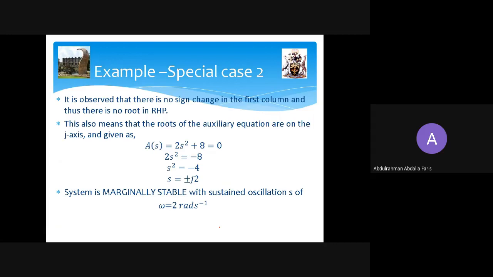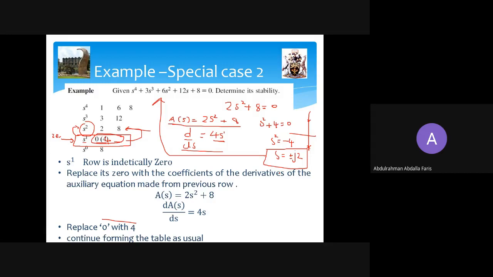So from this example, we saw that we have 1, 3, 2, 4, and 8. There are no negative coefficients. But since one row, the whole of it is zero, we need to look at the nature of those roots so that we can conclude the stability or nature of the system.